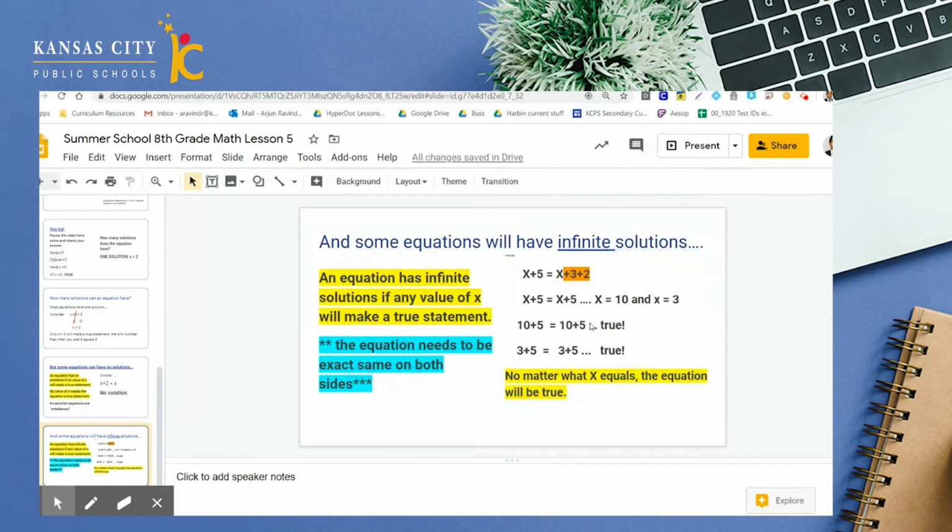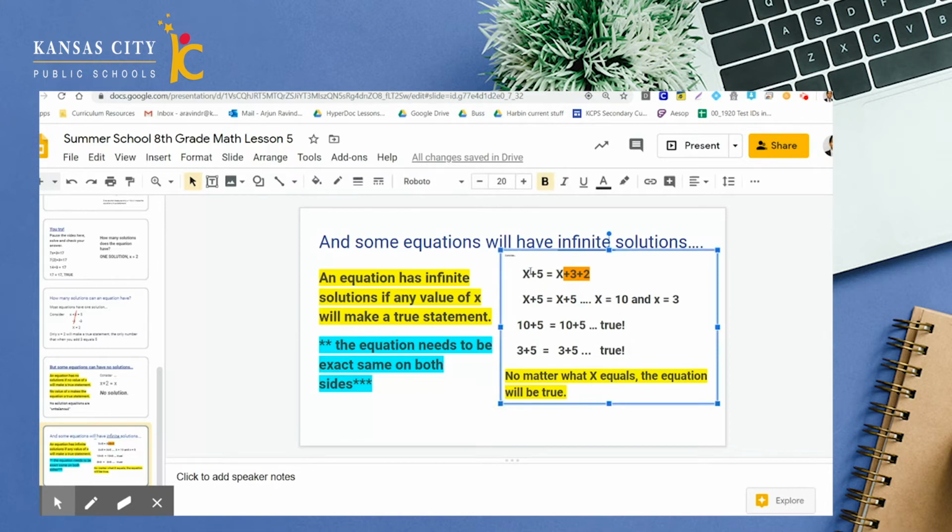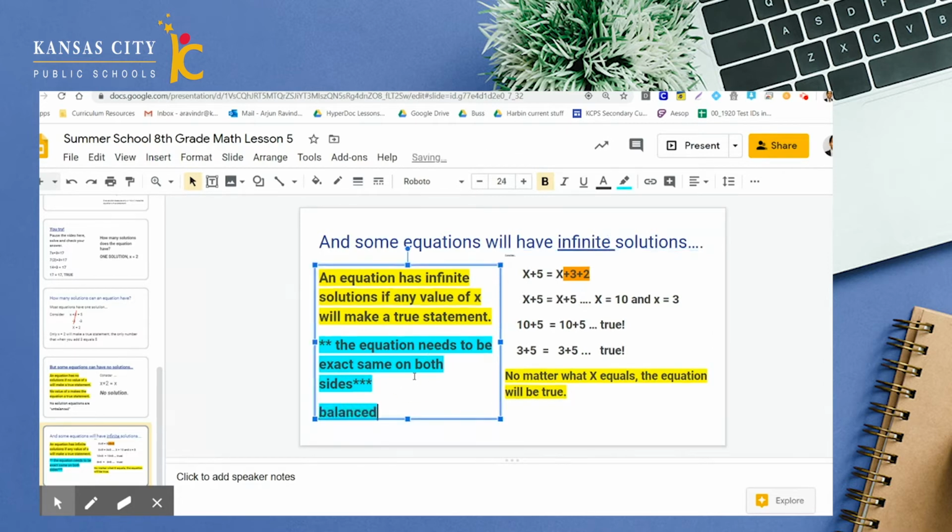Maybe you don't even choose a number. Maybe you choose a thing. I don't know. How about a Ferrari? Or let's say, not a Ferrari. We already did a Ferrari. So let's say a piece of candy. Is a piece of candy plus 5 equal to a piece of candy plus 3 plus 2? Yes, because that's a piece of candy plus 5 equals a piece of candy plus 5. Anything works here. It's true because it's balanced.